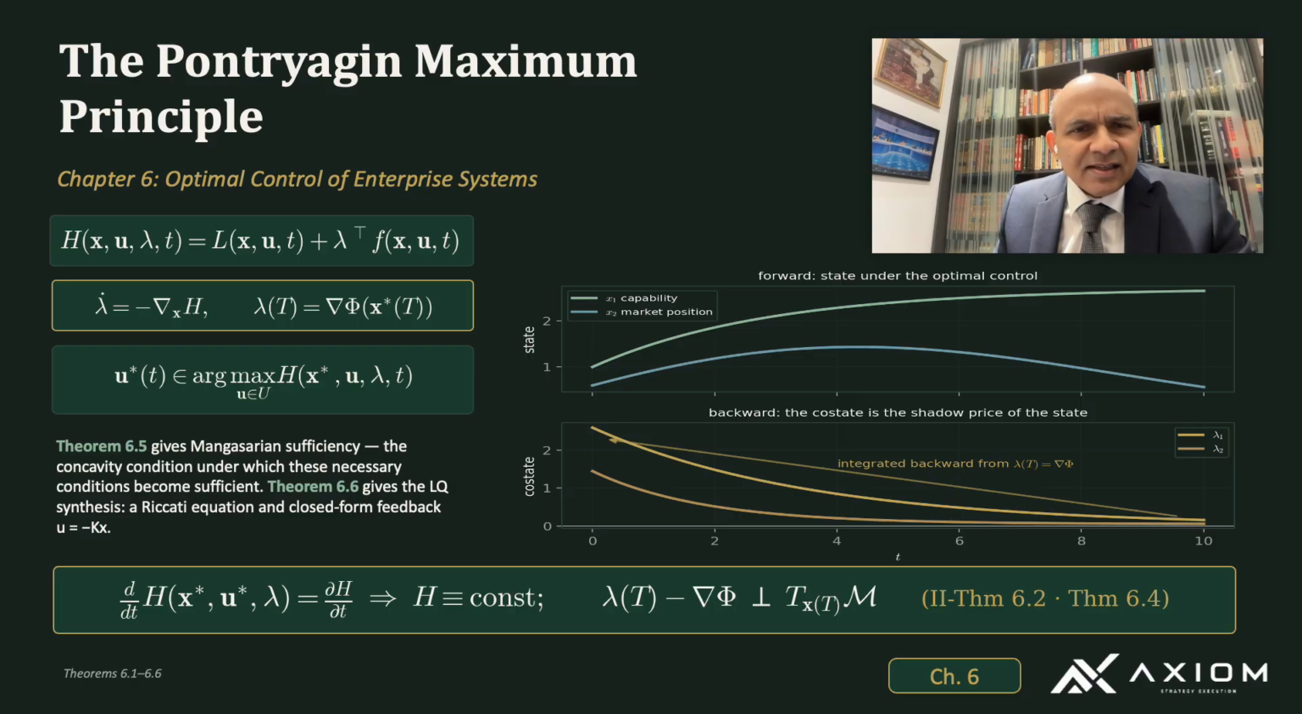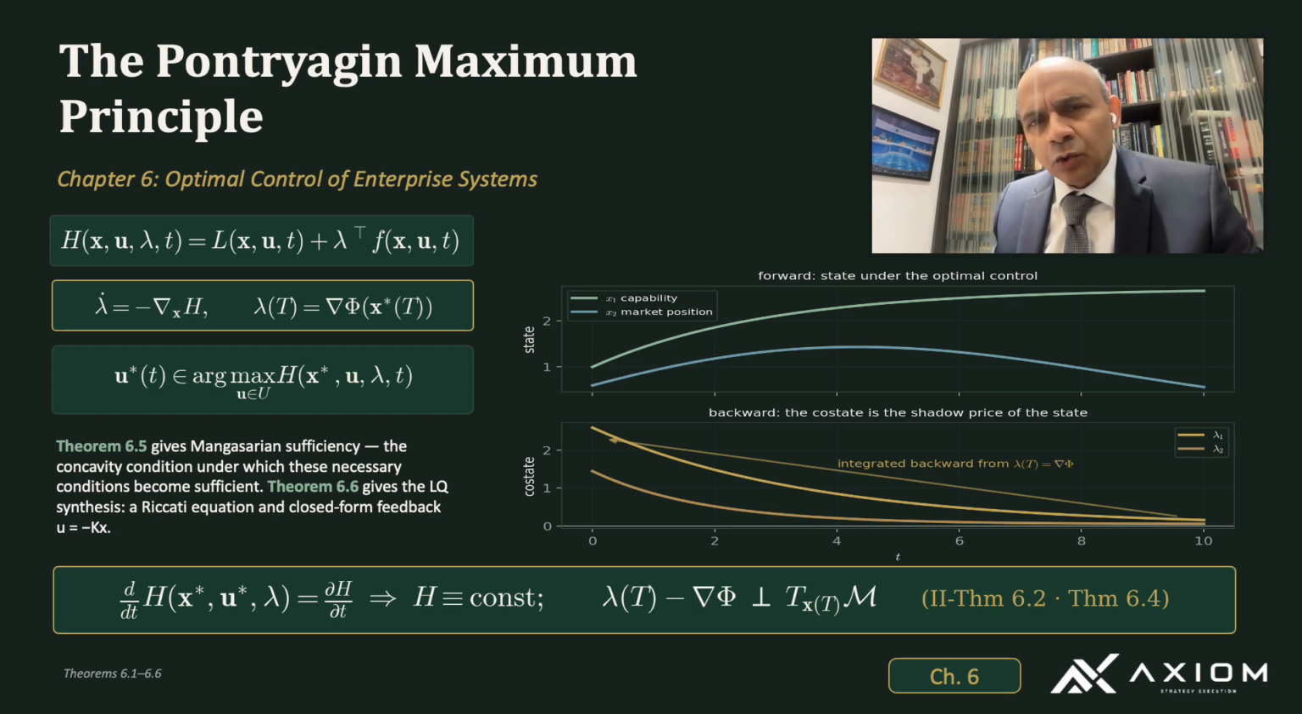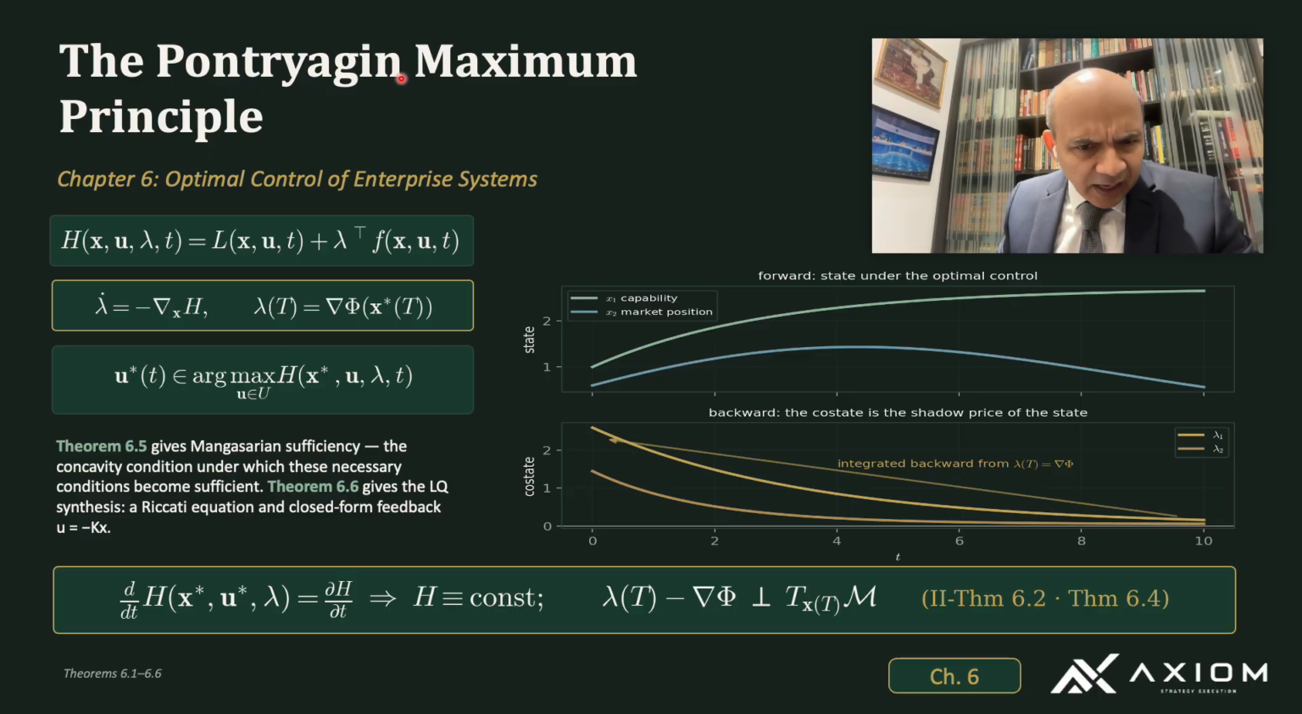Theorem 6.6, enterprise feedback control representation. The LQ synthesis with the Riccati equation and closed form feedback: in a linear quadratic enterprise problem, the Riccati equation generates a globally optimal state feedback policy, converting future state costs into a real-time control value. So let's have a look at the first equation over here.